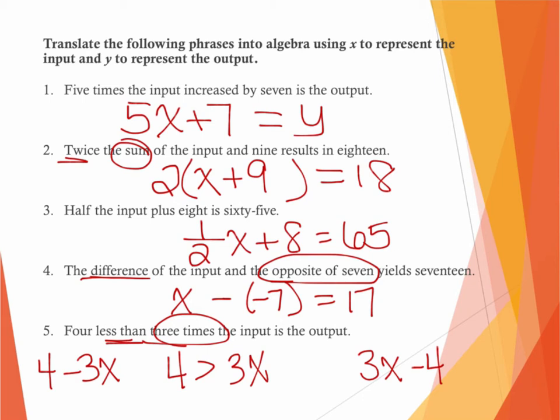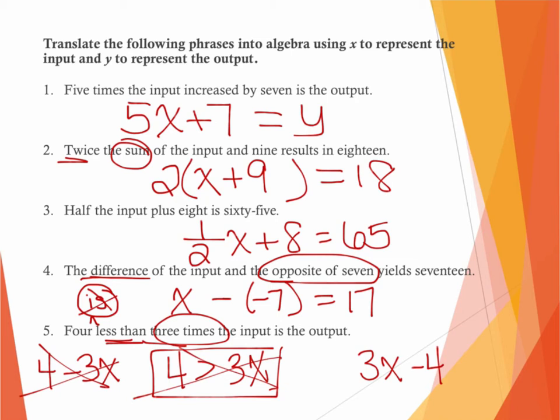So 3 times the input has to be first. If you remember back from our lesson on the commutative and associative properties, the order matters when we're talking about subtraction and division. So here we have to be very careful that we're writing the order correctly. It's not the second phrase because in order for it to be the second phrase, I need that word is. 4 is less than. Since is isn't in the phrase, it's not this either. 3x minus 4 is the output, which is y.